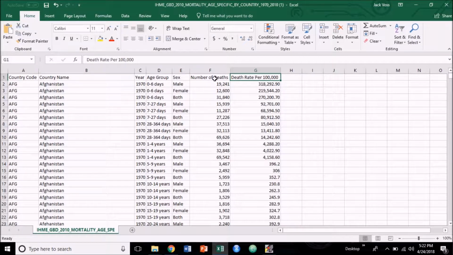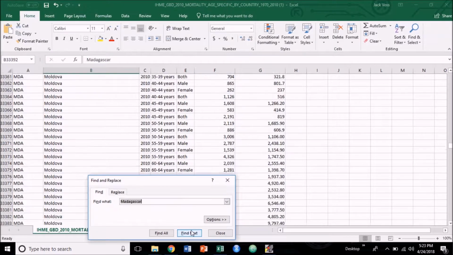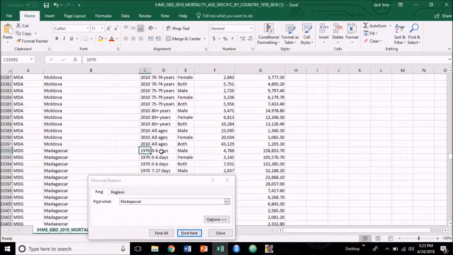Number of deaths is exactly what it sounds like. It's the number of deaths given a certain decade, given that age group, and given that sex. Death rate per 100,000, however, is very different because that focuses on the population of a given country. Just to give you an example of what death rate per 100,000 means, we'll take a look at a small country like Madagascar.